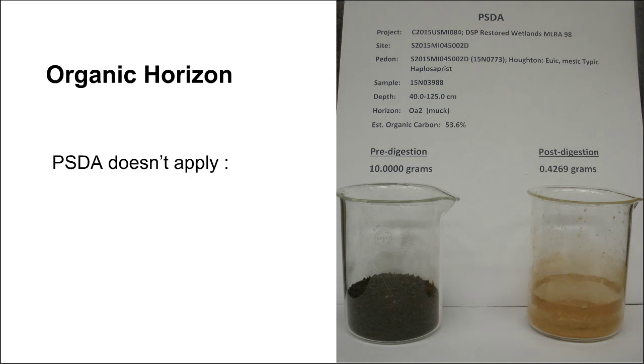The interpretations and the properties of that horizon are controlled by the organic, and the mineral size distribution, grain distribution, is generally of minimal importance. I know that NRCS has a place for it to be entered, but it's of questionable value.